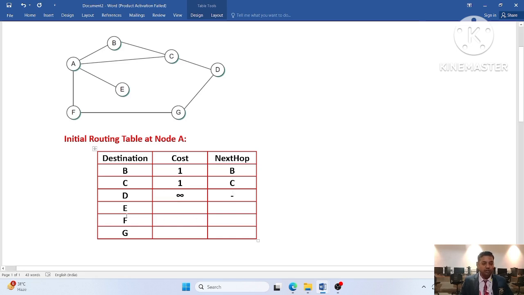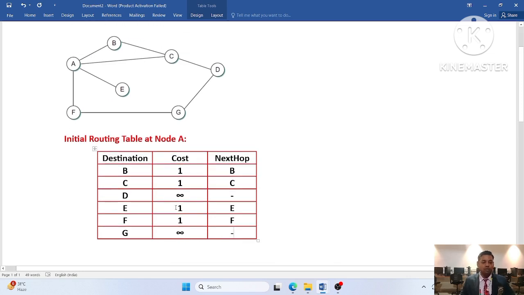For E, since there is a direct link between A and E, the cost is 1 and the next stop router is E. For F, since there is a link between A and F, the cost of reaching is 1 hop count and the next stop router is F. In the case of G, there is no direct link between A and G, so we fill in infinity, since we need to determine the cost, and the next stop router is dash. So this is the initial routing table.